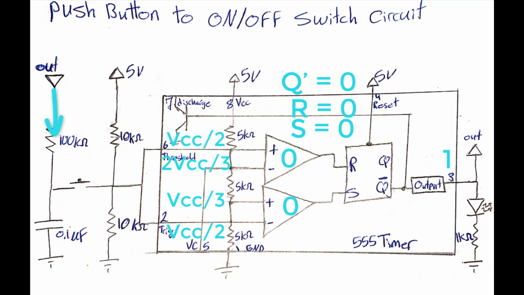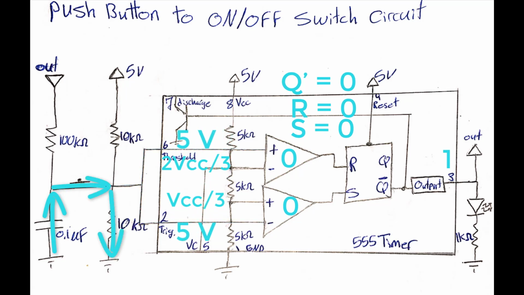Now notice that the capacitor is charged from the 555 timer output, which is theoretically 5 volt. Now when pressing the push button again, the capacitor will be discharged through this path, raising the voltage at this node to be 5 volt for a very short amount of time.